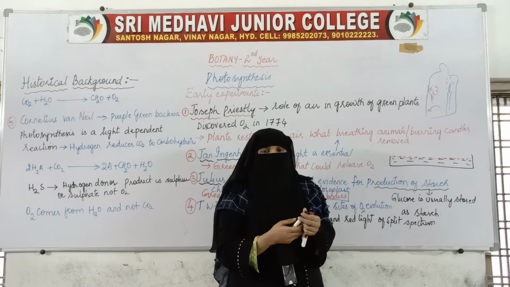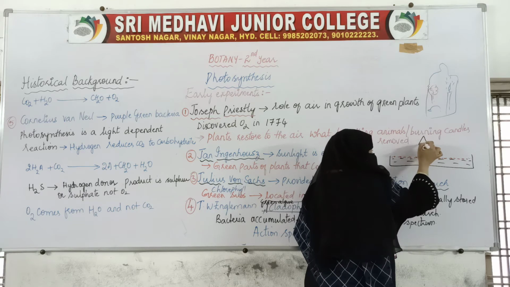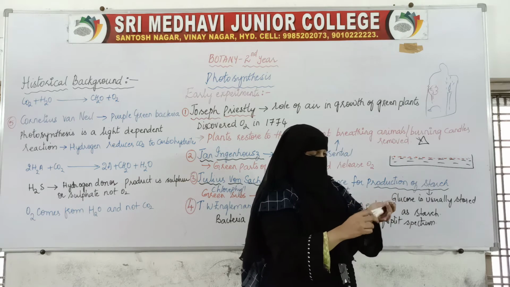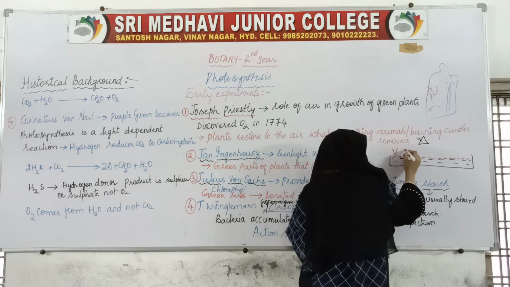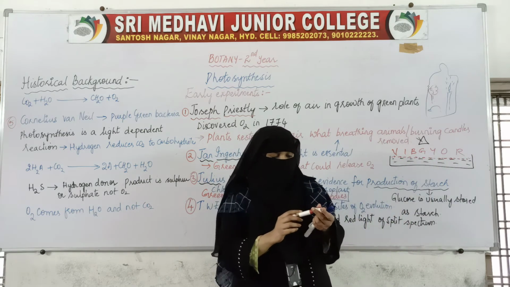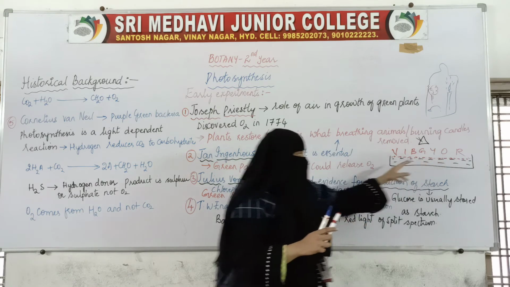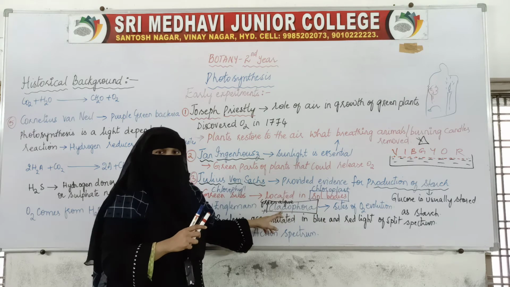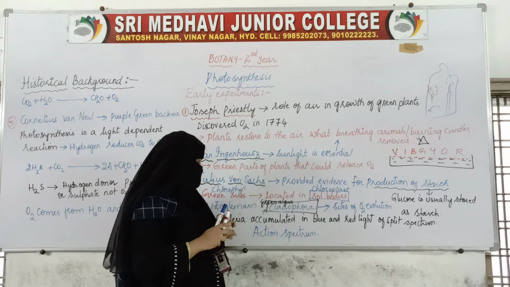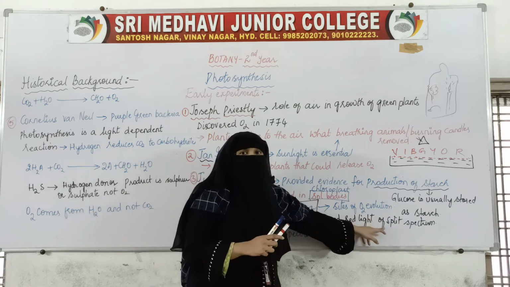Now here, by taking the prism, the light is split. That is, light is passed through this. When the light split, we get VIBGYOR, 7 colors. The light split into the 7 colors, forming this spectrum. Okay, so what he said is that when he had taken this cladophora, green algae, with this prism, when the light was split, bacteria accumulated in blue and red light of the split spectrum.